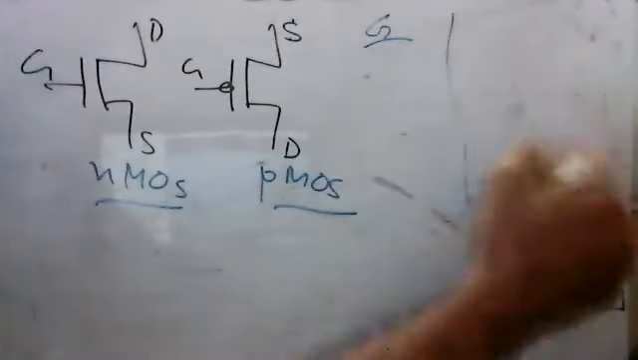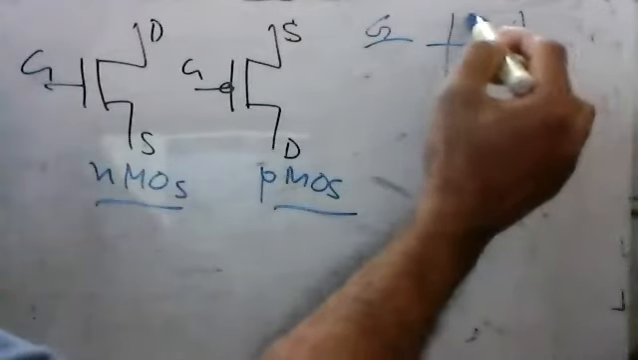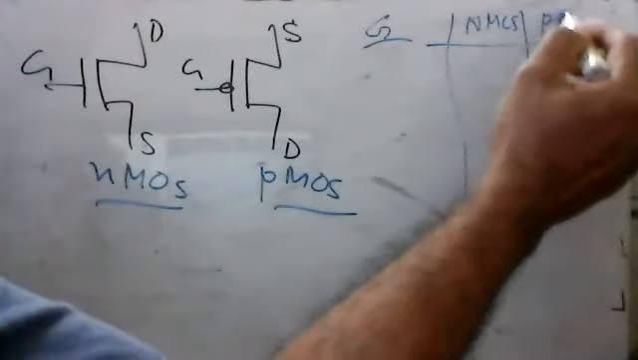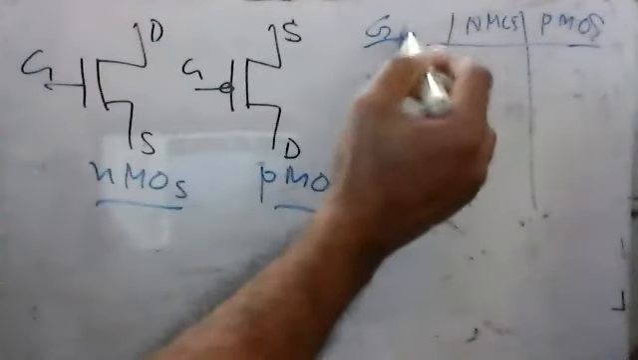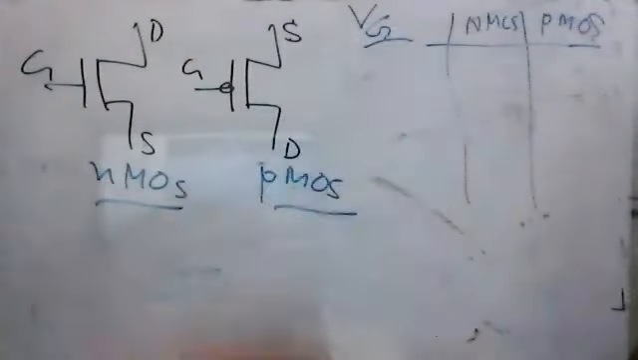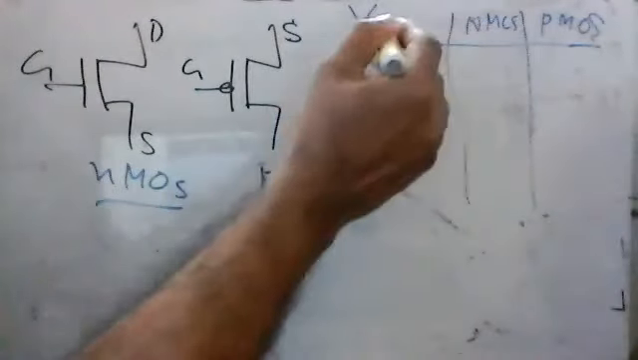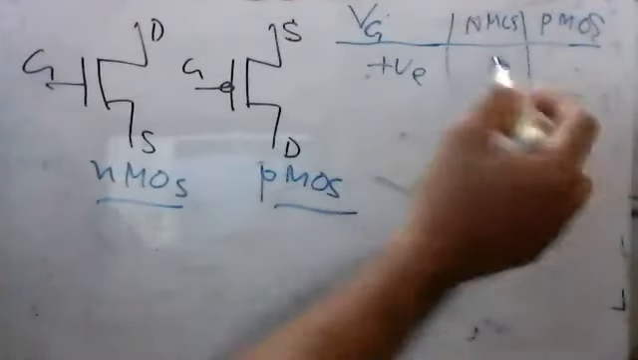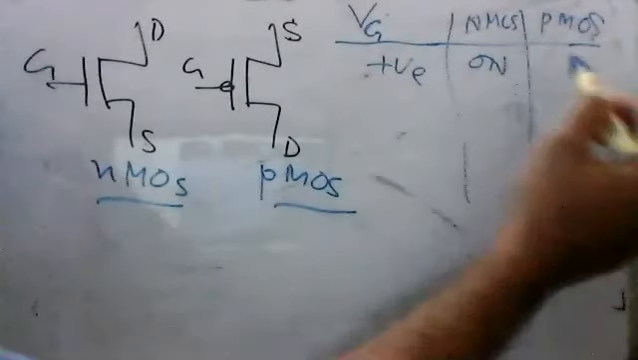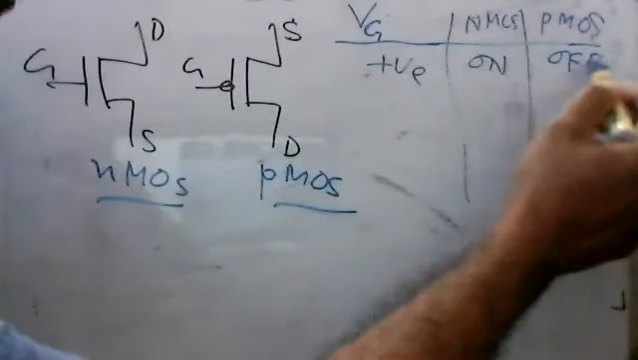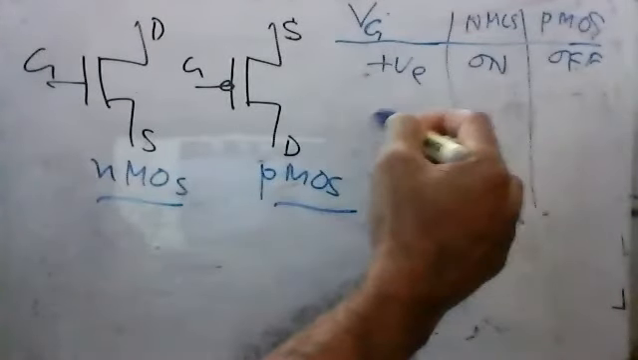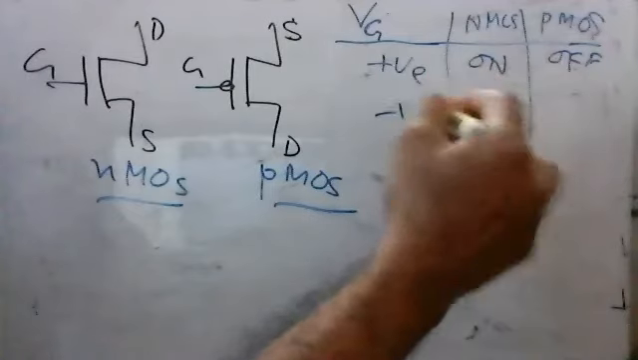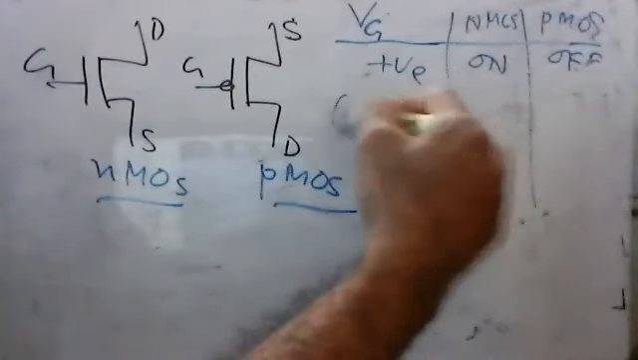Gate voltage, and this is NMOS and PMOS. Let us write VZ here. VZ is a gate voltage. Right? Gate voltage, NMOS and PMOS. Now, if the gate voltage is positive, then NMOS is on, PMOS is off. And if the gate voltage is negative, or we can say zero, logic.